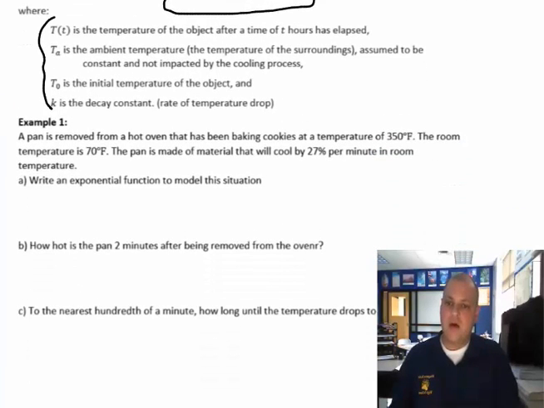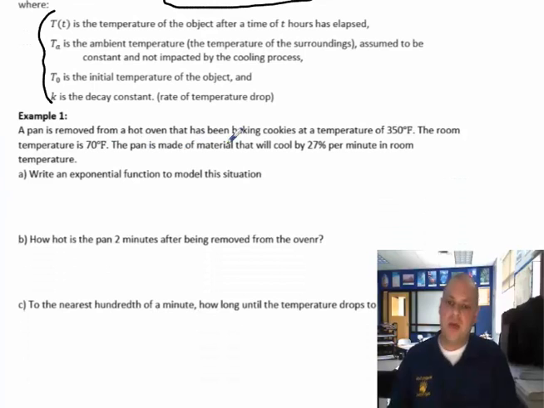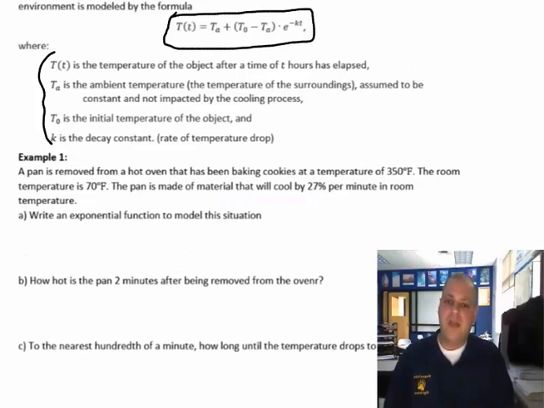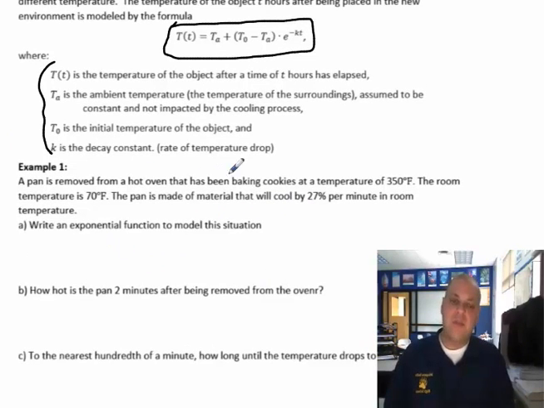Now, a pan is removed from a hot oven that has been baking cookies at a temperature of 350 degrees Fahrenheit. The room temperature is 70 degrees Fahrenheit. The pan is made of materials that will cool 27% per minute in a room temperature. Write an exponential function. So here's your exponential function right here.